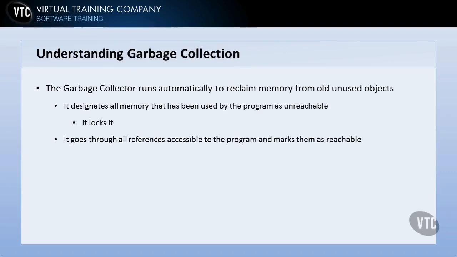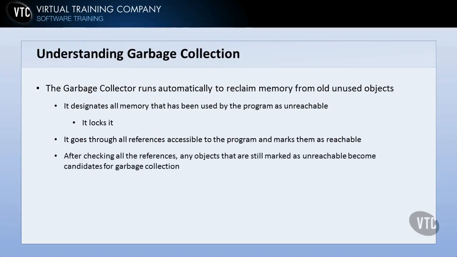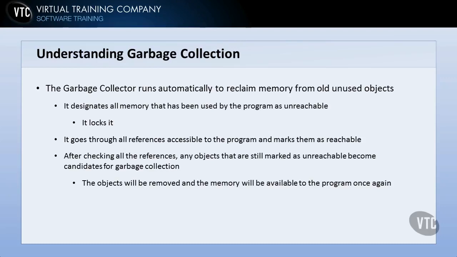So just a little second or two there, it locks everything, all the objects, then it goes through and says, okay, do we still have references to these? It marks them as reachable, and when it gets done, it goes back and looks. Anything out there on the heap, any objects that are still marked as unreachable are obviously not being used by the application anymore, and they become candidates for garbage collection. Now, when garbage collection happens, the objects will be removed and the memory will be made available to the program once again. Now, here's the next little wrinkle.